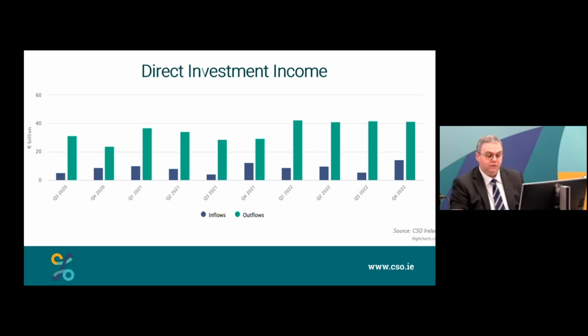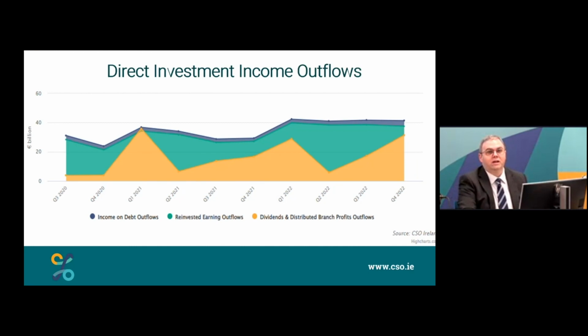Looking at how these outflows break down, we can see that income on debt is fairly flat as usual. We can see an increase in dividends in Q4 compared to Q3, but with a small decrease in the overall direct investment outflows, this results in a much smaller reinvested earnings this quarter.